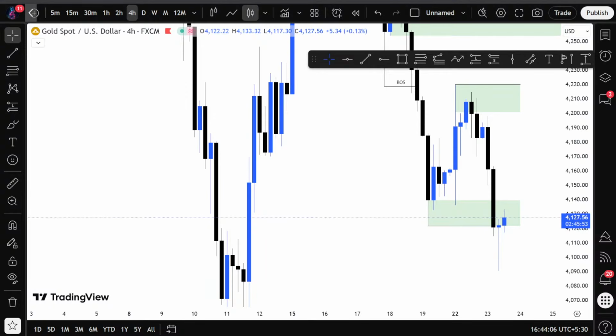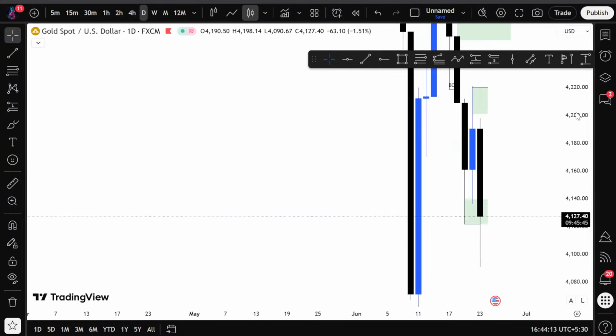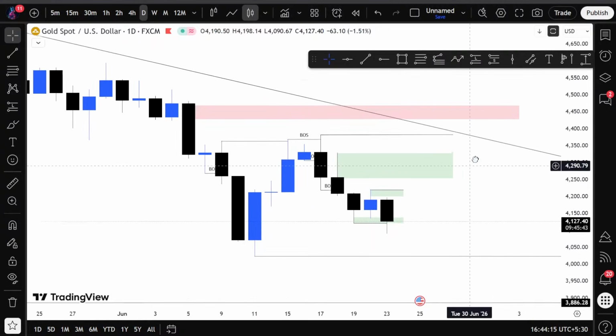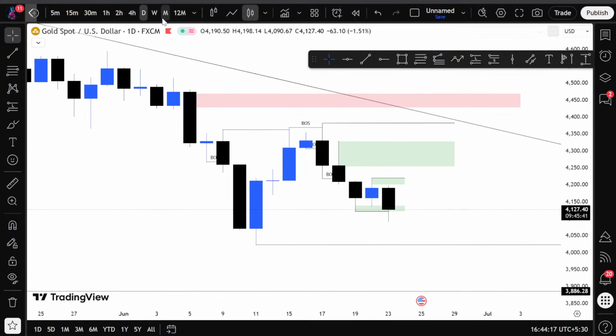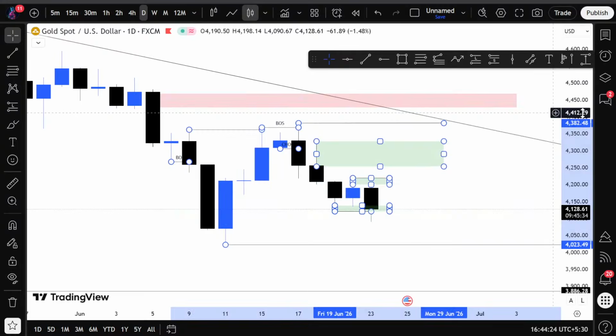Now, first of all, welcome back, and we will start our analysis with gold daily time frame. So in daily time frame, let me just remove all this, we don't need it right now.